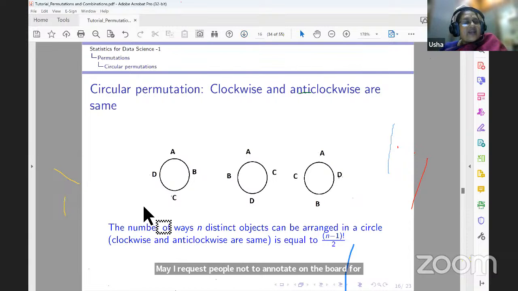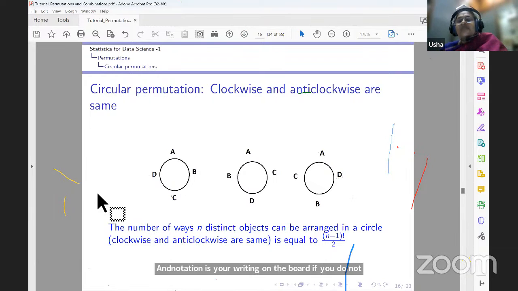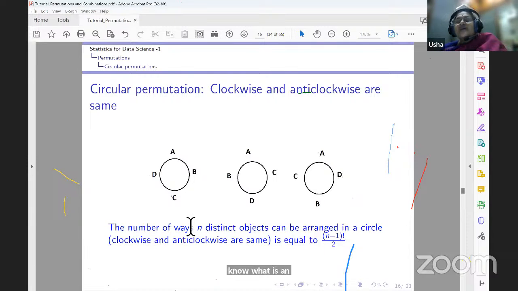Annotation is you writing on the board. If you do not know what annotation is, I can see people are writing it here. Okay.